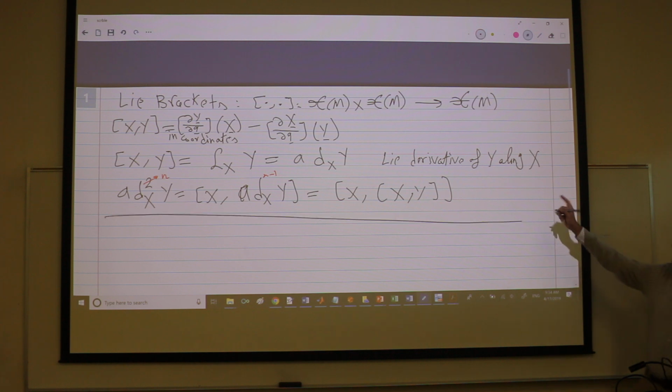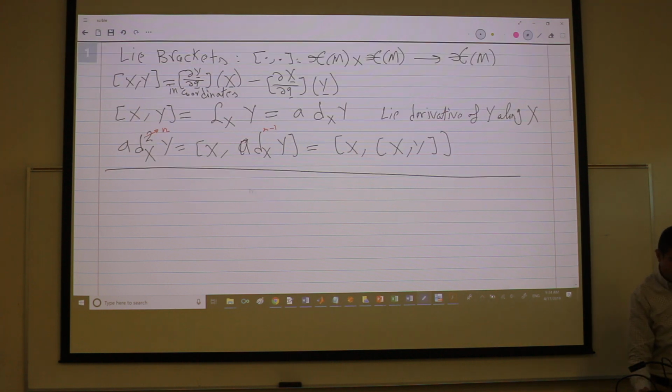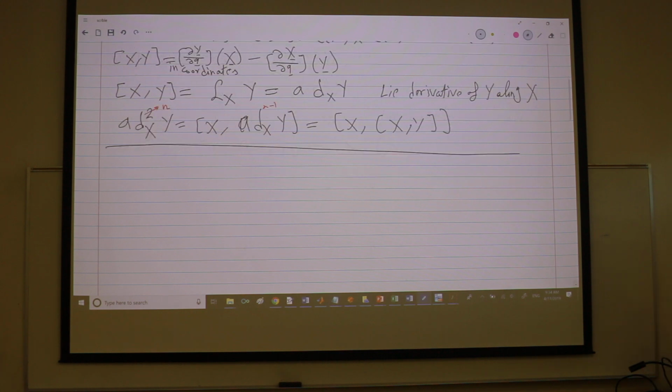So when you see this Lie derivative of y along x, you might think that the Lie bracket acts as a directional derivative. Directional derivative of y along x, and this is wrong. And I will show you why. But before that, let's even talk a little bit about the directional derivative. So Lie brackets are a bit weird.